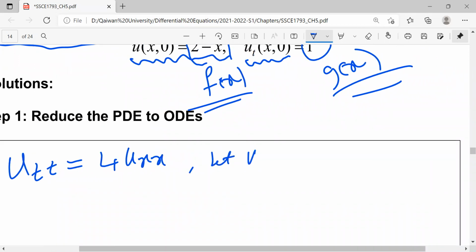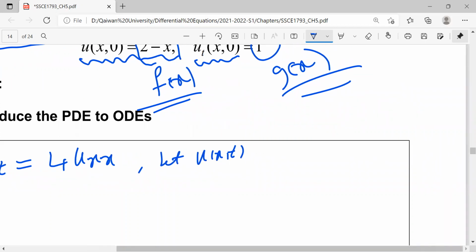u of x, t be, the same as we did before in reducing a partial differential equation to ordinary differential equations. Here we let u be X of x and T of t. This is X of x times T of t.